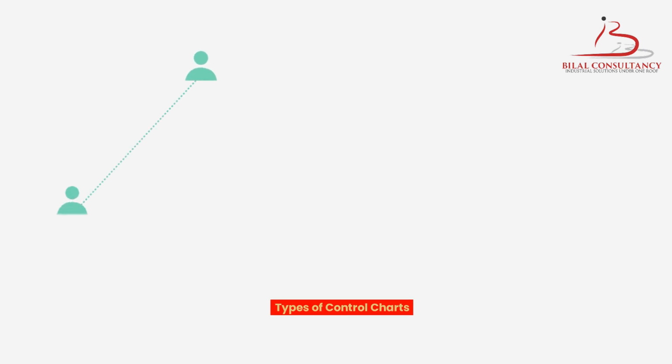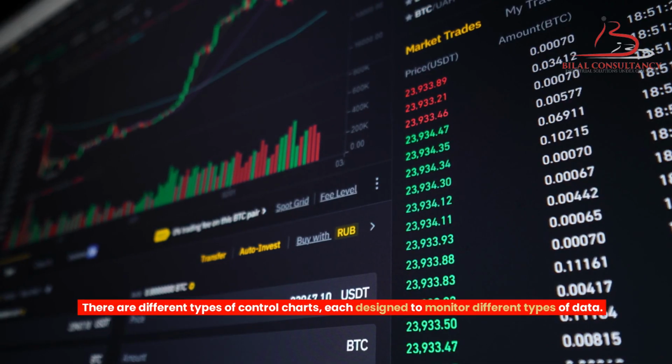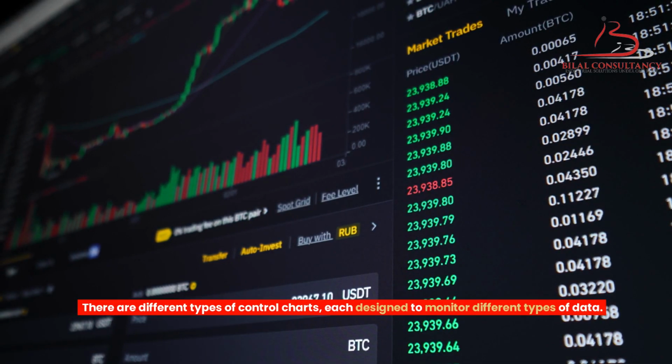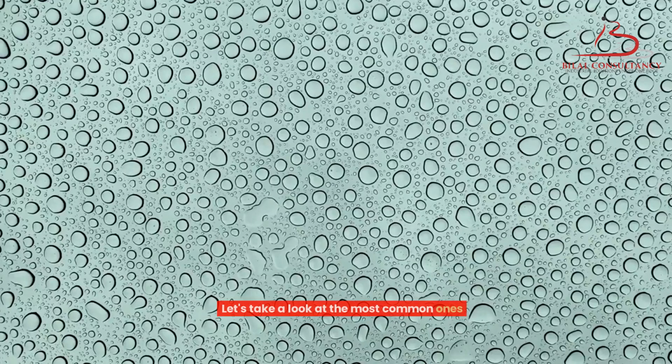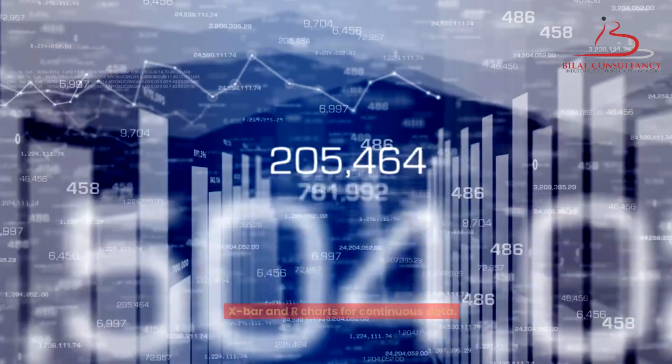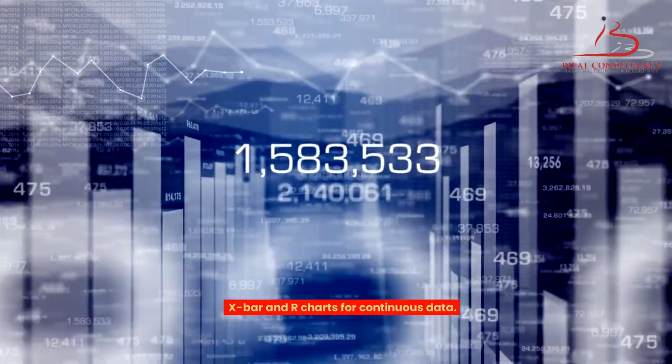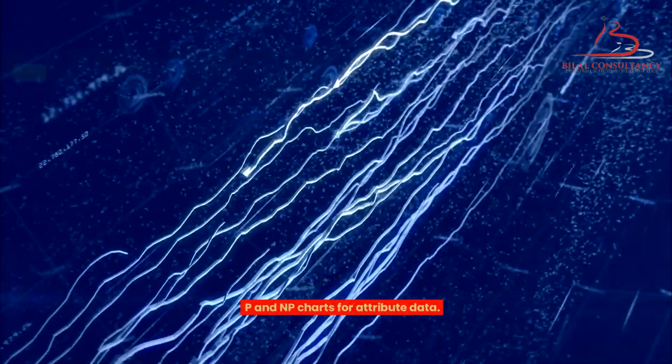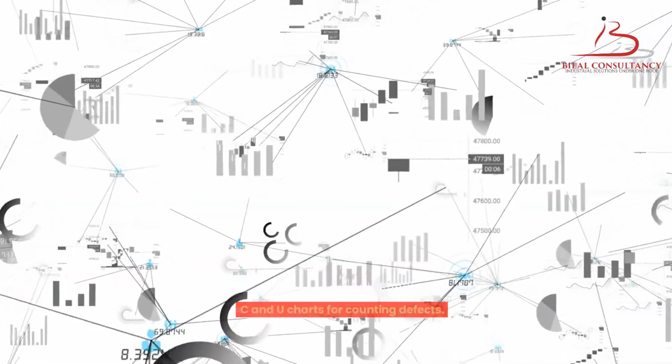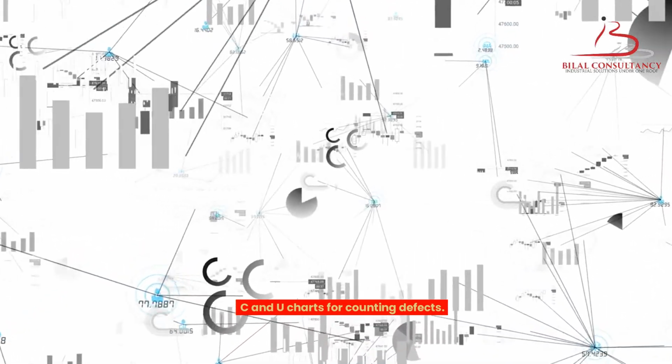Types of control charts. There are different types of control charts, each designed to monitor different types of data. Let's take a look at the most common ones. X-bar and R charts for continuous data. P and NP charts for attribute data. C and U charts for counting defects.